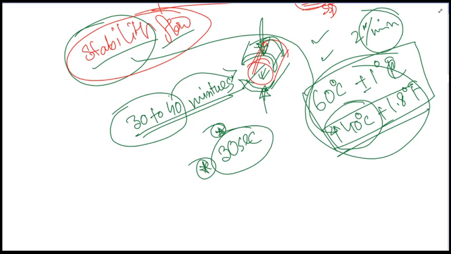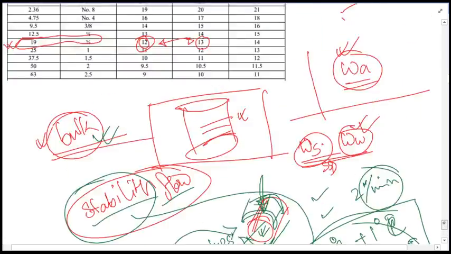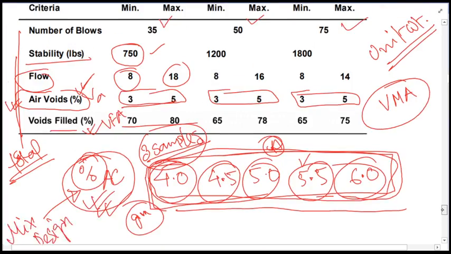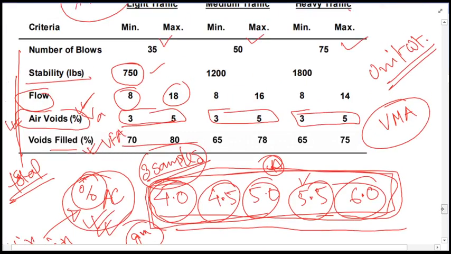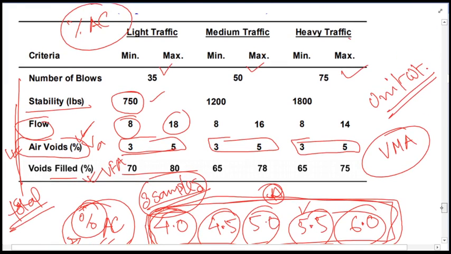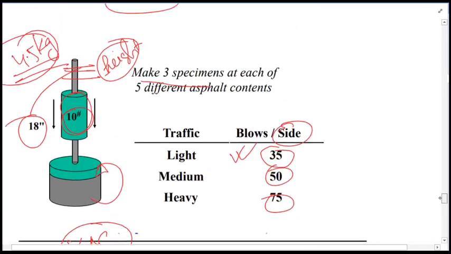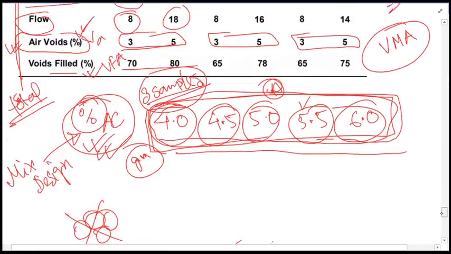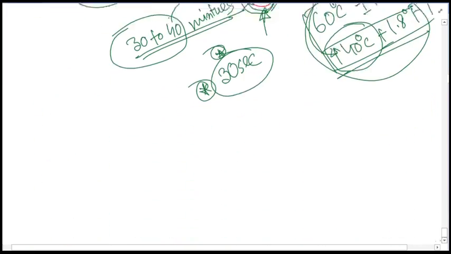By this time I think most of the things are completed. You will obtain the stability value and the flow value, you will calculate the unit weight again, then the VMA, VFA, all these things you will calculate from other data. So I think most of the things I have completed.